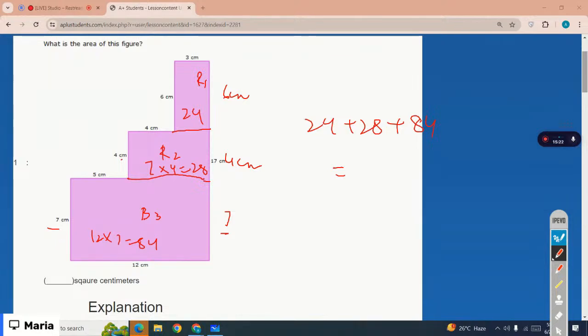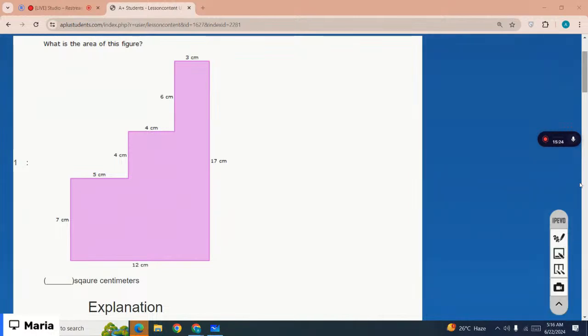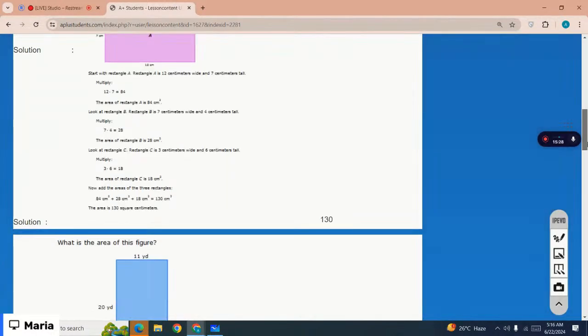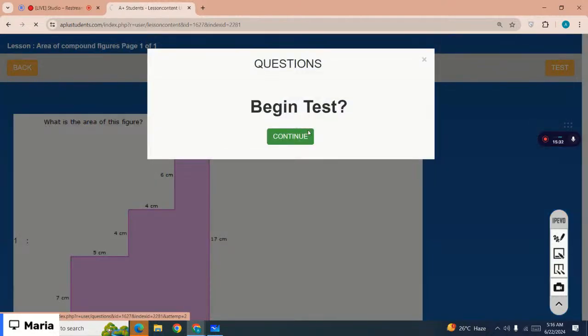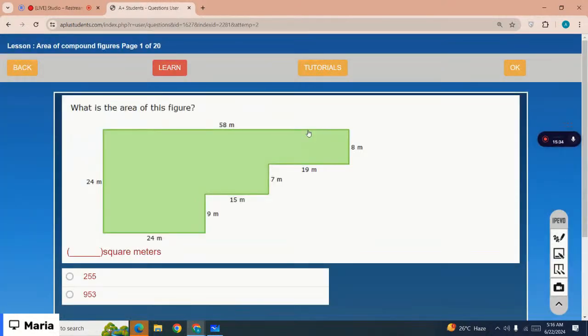Let's just start with the practice questions. Oh, I forgot to add. You have to add them in the end. You have to add all the areas so that you can have the area of the total figure, right? Okay, what is the area of this figure? So let's just divide it into smaller parts.